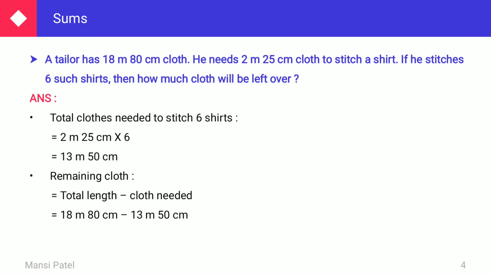Now you have to do the subtraction. 18-meter minus 13-meter, that is 5-meter and 30 centimeter. So we can say that 5-meter and 30 centimeter of cloth will be left over after stitching how many shirts? 6 shirts.